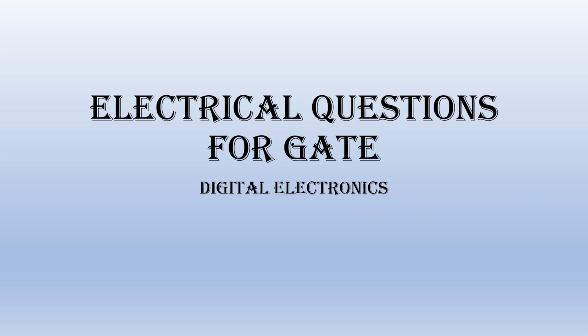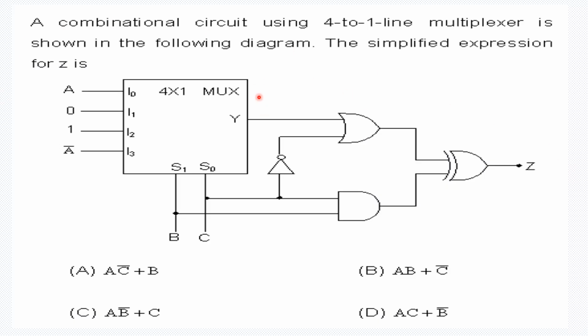Hello friends, in this question we are asked to calculate what will be the simplified expression of Z. Here we are given a mux, a 4 cross 1 mux. This is an OR gate, this is a NOT gate, this is an AND gate, and this is an XOR gate.